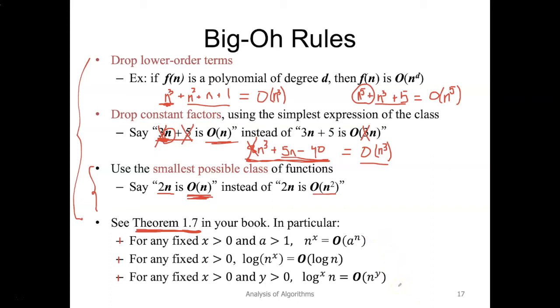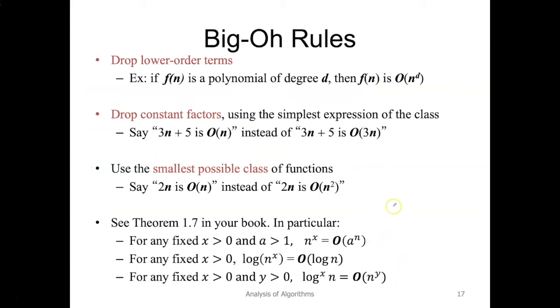So let me here erase this. Let's do this one first. So what does this mean really? So this is saying for any fixed x, and this is where our x appears, and any a, so this is just some constant, each of these are just some constants, a here, we know that n to the power of x is big O of a to the power of n. This means that if we pick any value of x as long as it's greater than 0, and any value of a as long as it's greater than 1, then this always holds.